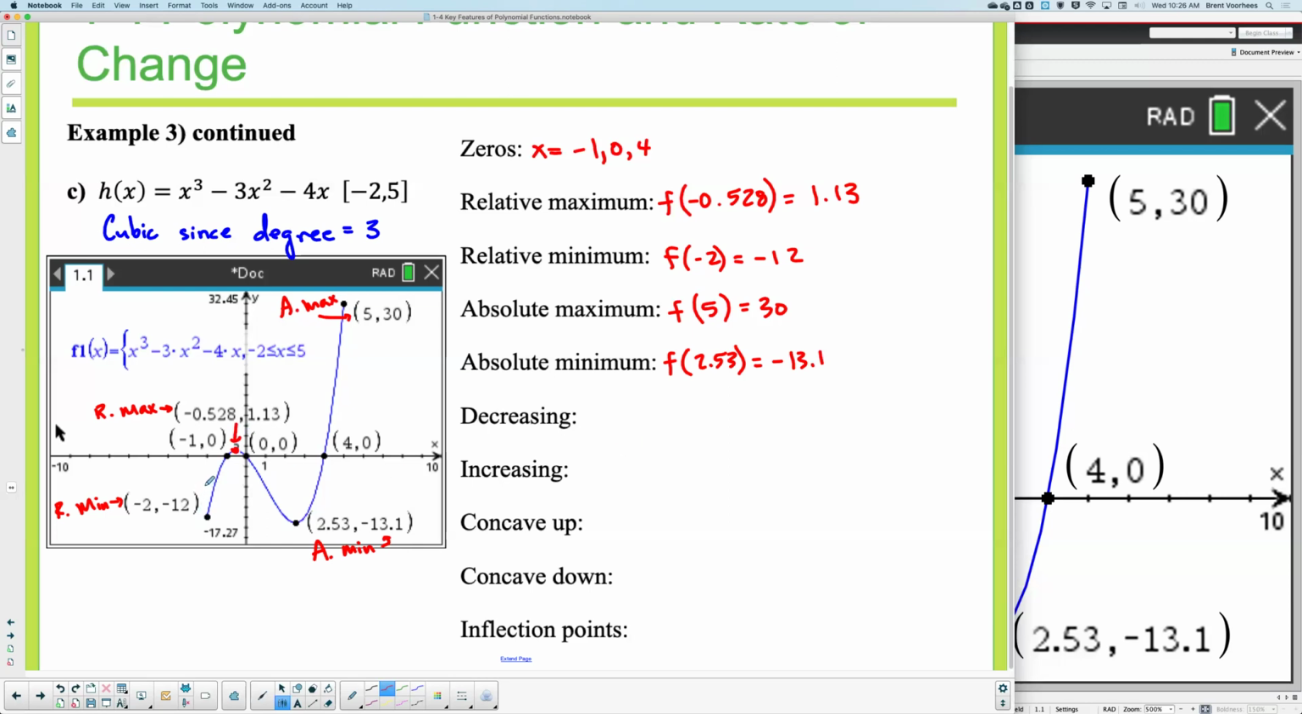Is the function ever decreasing? Is there ever a part as you go left to right that the graph decreases? Yes, from -0.528, from that maximum, it decreases up until this minimum, which is at 2.53. Is there ever a part where this graph increases? There's actually 2 sections. From -2 until -0.528. Now if there's a second portion, you do a union. That's the symbol; it means there's 2 of them. Where else do we increase? From 2.53 all the way until 5.